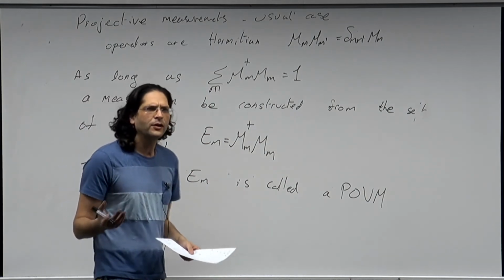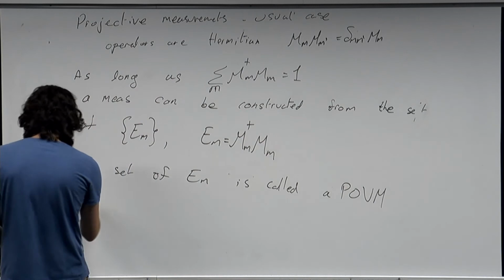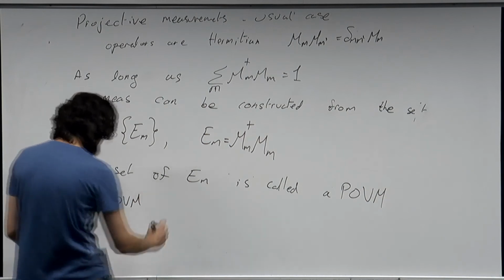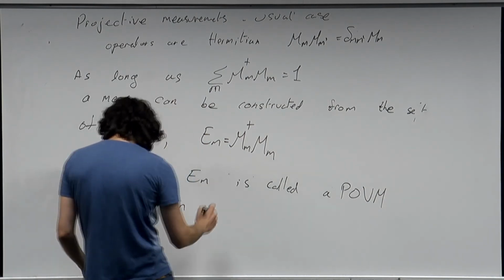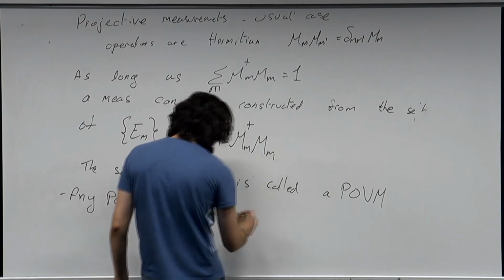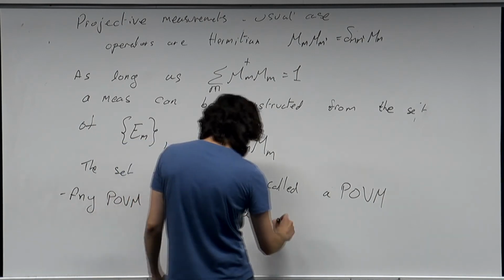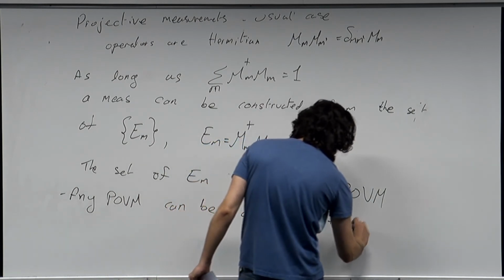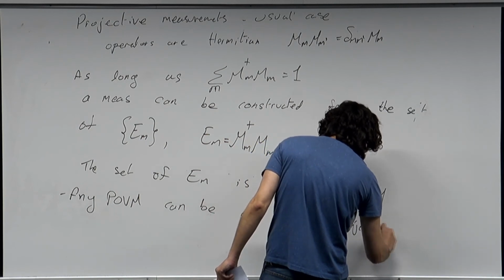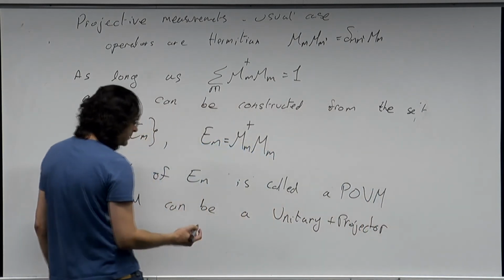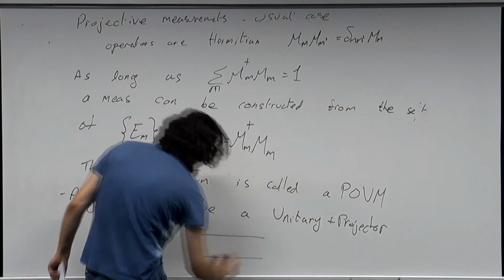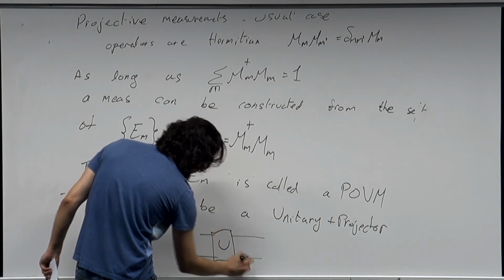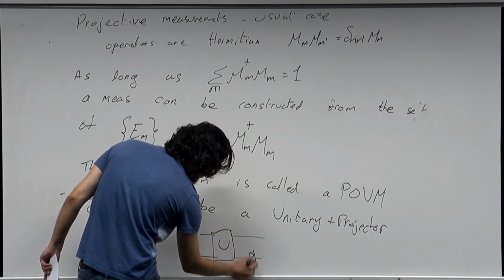It also gets very confusing when you realize the following fact: any POVM can be represented, or can be decomposed, into a unitary plus a projector. So your measurement can be decomposed into some unitary over here, followed by a projector.